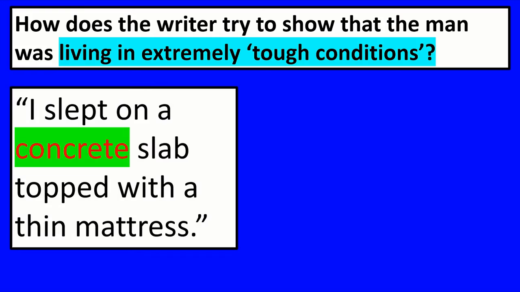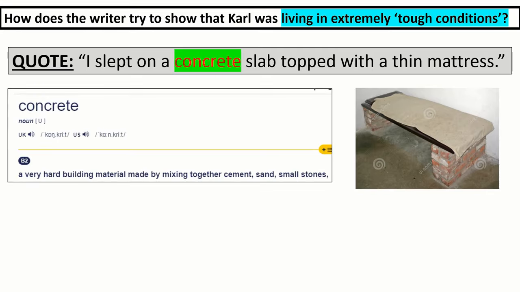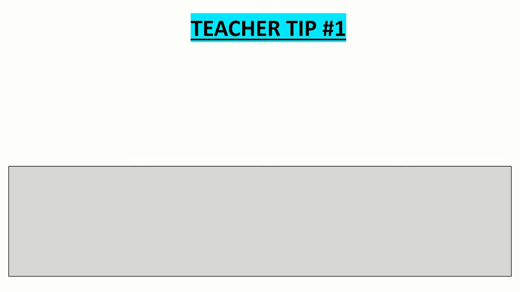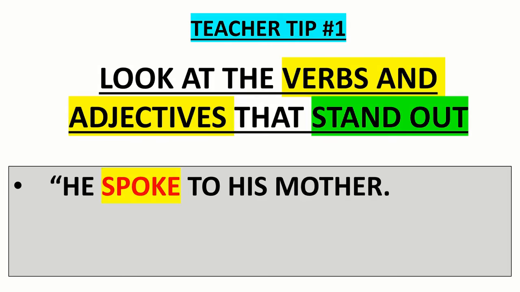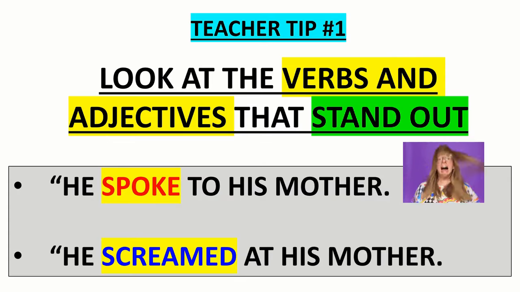So again, this one was about living in a tough prison. And it said, I slept on a concrete slab. Why does that show that it's tough? Well, again, concrete, human dictionary, this tells it was made of stone and really uncomfortable. If we look at another question, one teacher tip I've got for this question is look for the verbs and adjectives that stand out. So if the sentence was he spoke to his mother, there's not going to be a lot I can say. If I put he screamed at his mother, I can zoom into scream and tell me the character's angry.